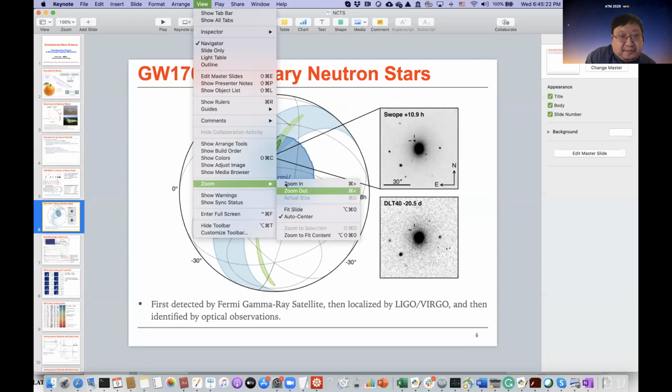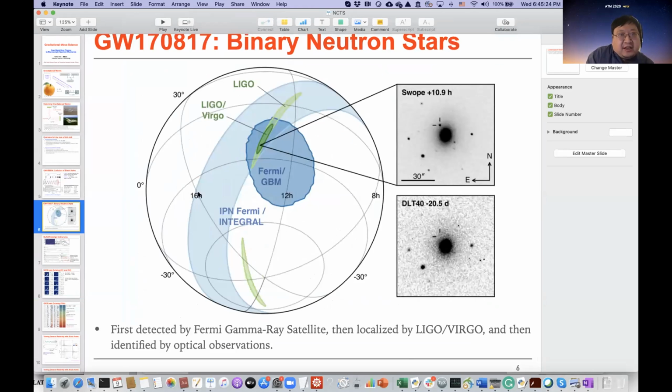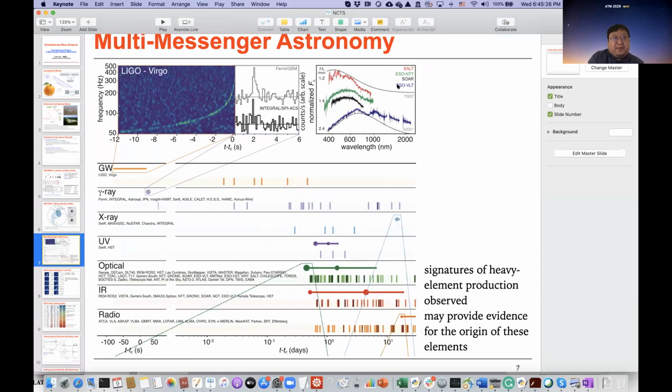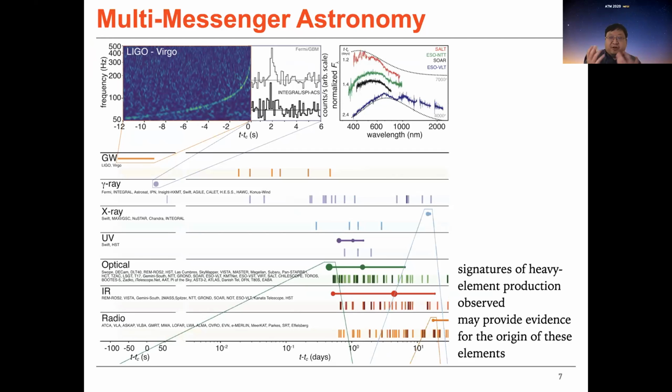So basically, this was also observed in the different frequency bands of the electromagnetic spectrum. And this triggered a lot of interest, which revealed a lot about what happens after the neutron stars merge. There is matter that is ejected, and this matter then goes through nuclear reactions that produce heavy elements. So it's a very interesting process for observational astrophysics.